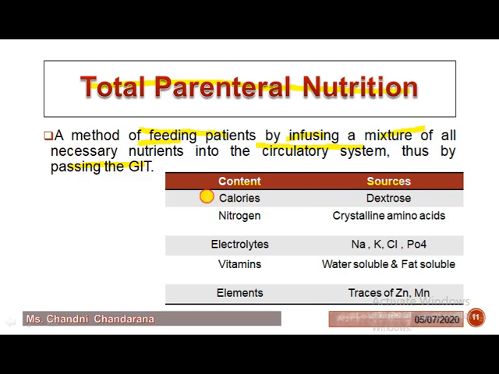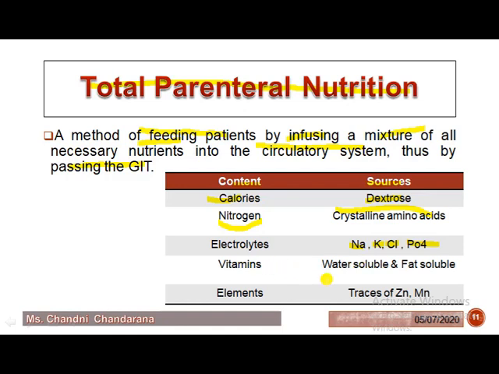So we require calories. As I said previously, dextrose will provide the energy source. So we require dextrose. Then crystalline amino acids provide nitrogen. Then we require electrolytes. So we can give sodium, potassium, calcium or phosphate. These are the required electrolytes.